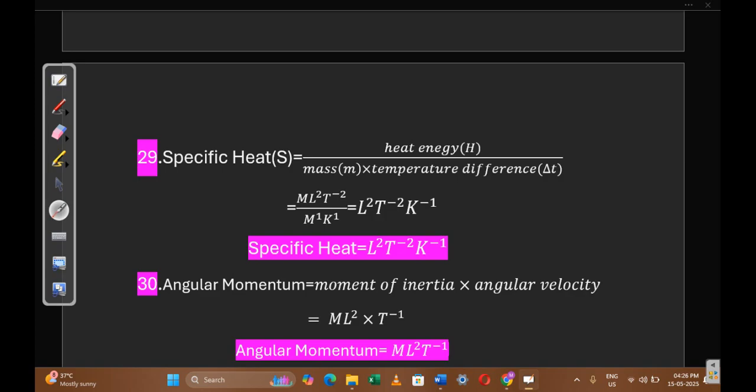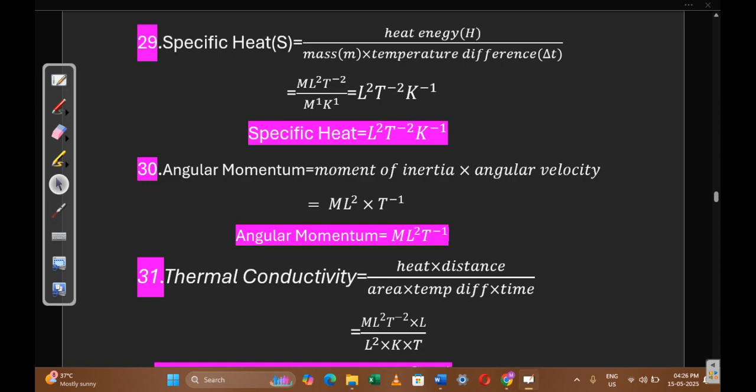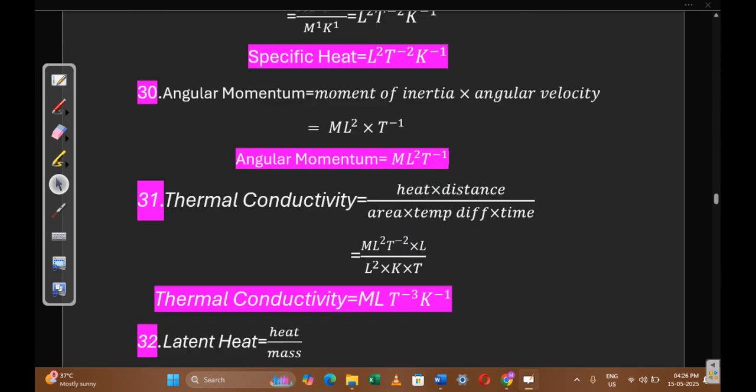Next one is angular momentum. Formula for angular momentum is moment of inertia and angular velocity. So its dimension formula is ML square T inverse. Thermal conductivity formula is heat into distance by area, temperature difference into time. Substitute the dimension formulas of all these. We get the thermal conductivity dimension formula MLT power minus 3 K inverse.